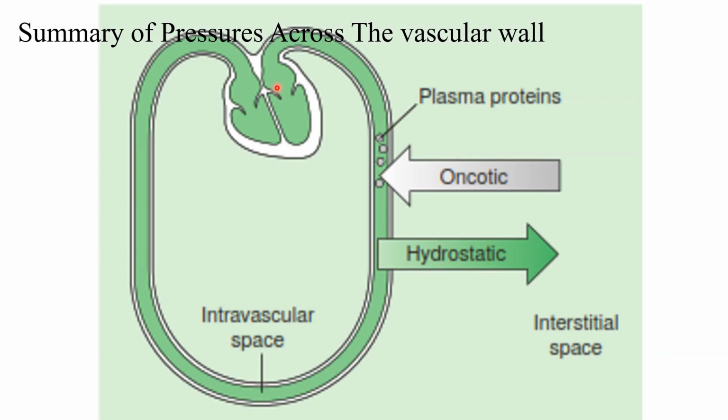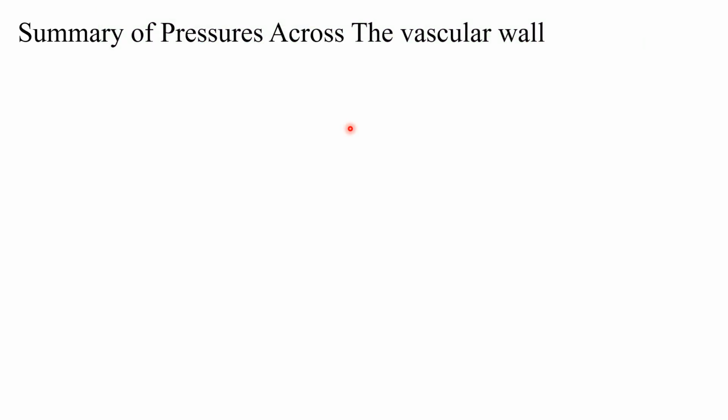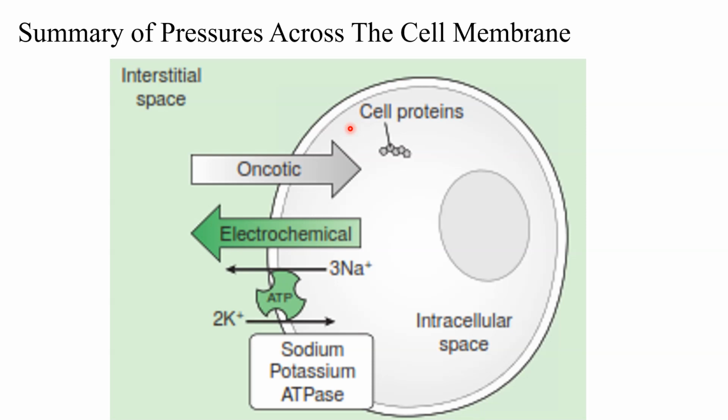Summary of the pressures across the vascular wall. We discussed electrochemical gradient. Another thing is oncotic pressure, which is osmotic pressure, the movement of water. The more oncotic pressure, the more movement. Another pressure we use the term for is hydrostatic.